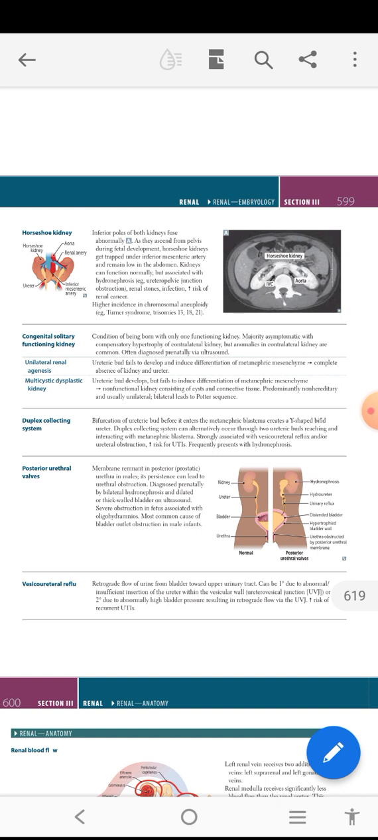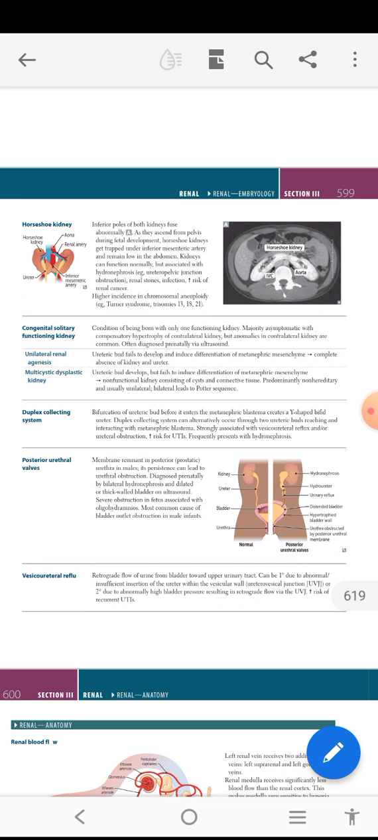Duplex collecting system. So bifurcation of the ureteric bud before it enters the metanephric blastema creates a Y-shaped bifid ureter. Duplex collecting system can alternatively occur through two ureteric buds reaching and interacting with the metanephric blastema. Now strongly associated with the vesicoureteral reflux and or ureteral obstruction. It increases the risk for urinary tract infection. It is frequently present with the hydronephrosis also.